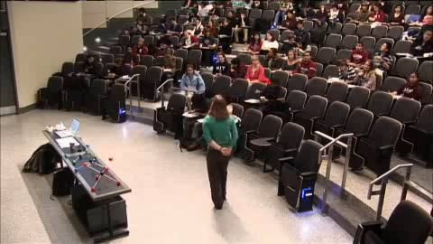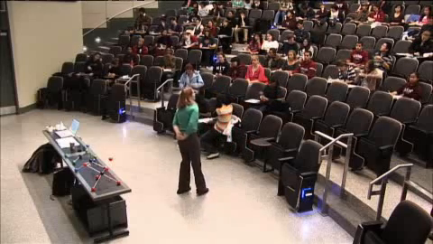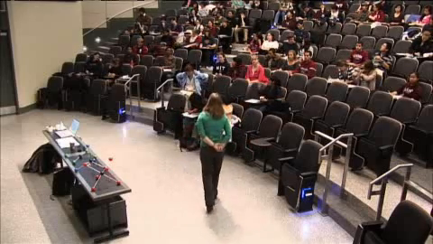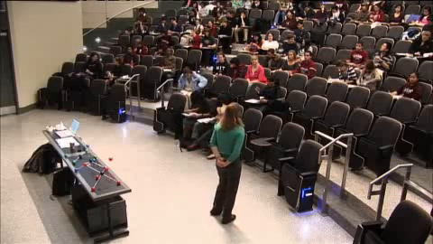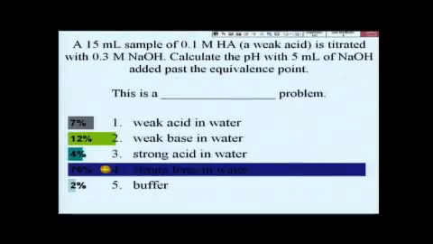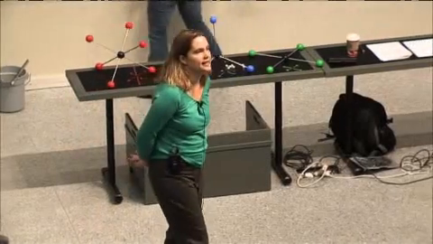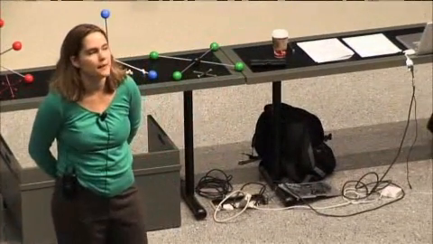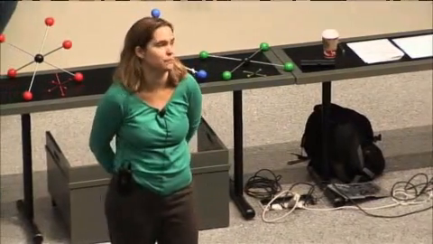So you would calculate this by looking at how many mLs of the strong base you've added past the equivalence point, and figure out the number of moles that there are and divide by the total volume. So this was one of the problems on the exam. And one thing that I thought was interesting on the exam is that more people seemed to get the hard problem right than this, which was the easy problem.